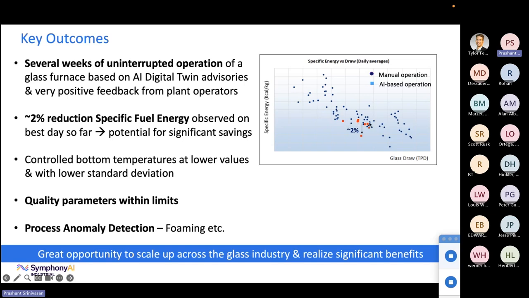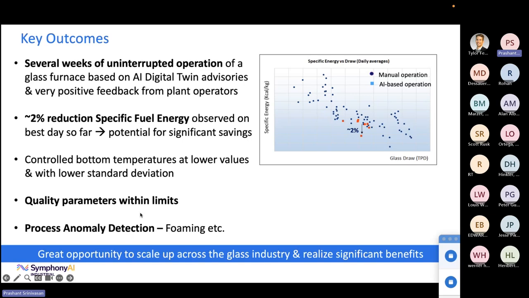So you see that the orange ones are really the test AI-based operation, and the blue dots are manual. So we did observe a tighter spread and also potential to go significantly lower in terms of specific energy. And there was also a lower standard deviation of temperatures. We've baselined and compared this even against other APC solutions. And we were also able to keep the quality parameters within the limits.